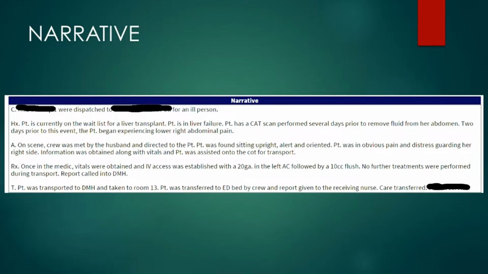If you're looking at this, one of the areas that I blacked out, they actually talked about what address they were going to. And if you get anything from this talk, ESO is a really robust platform, like an ePCR. You have to fill out a lot of different things.